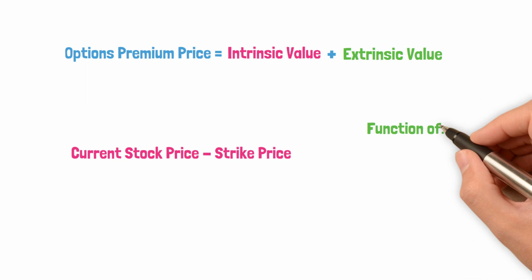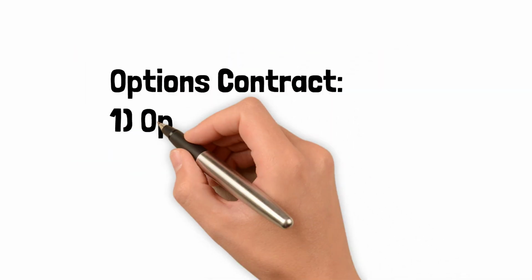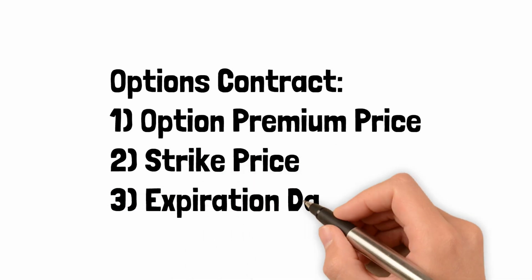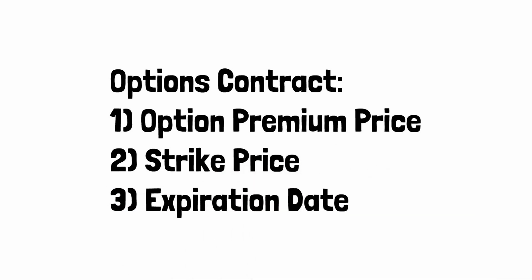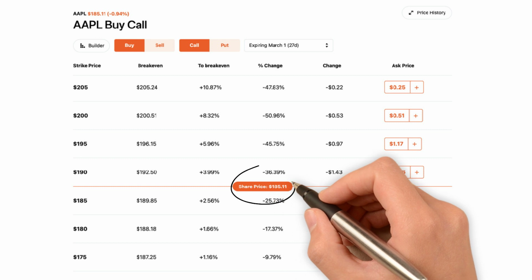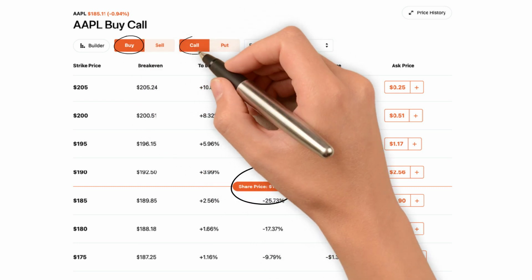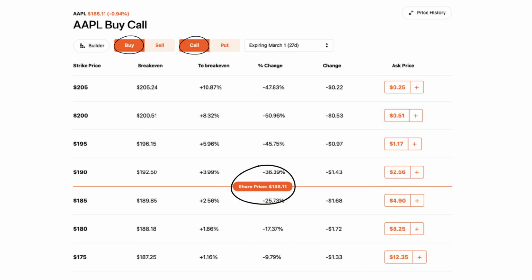We now have somewhat of an idea of what a call options contract entails. There's an options premium price, a strike price, and an expiration date. Let's now try to piece our way through a potential purchase of a call options contract. Currently, Apple is trading at $185.11 per share. Opening the options chain, for now only focusing on buying call options, please don't select any other tabs, we see a lot of data.